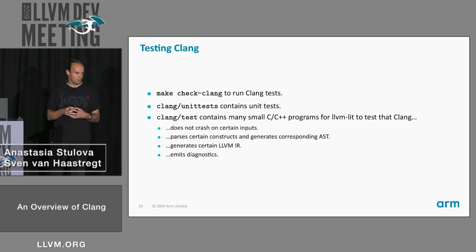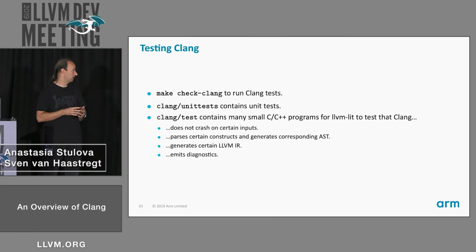But by far, most of the tests live under clang/test, and these are little C++ programs which you can run with llvm-lit, and they will test various aspects of Clang. For example, first of all, that Clang doesn't crash on a particular input. Often, if you get a bug report, you probably want to make sure that you don't ever regress again on the same issue. So once the bug has been fixed, you also add a little test for that particular problem, so that we don't regress that again in the future.